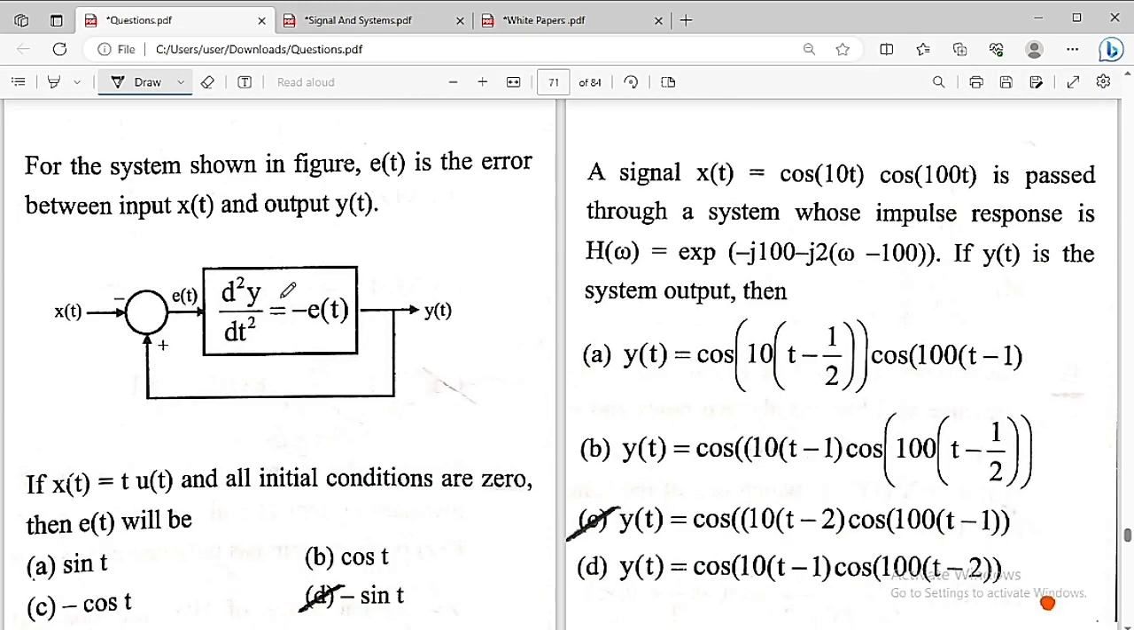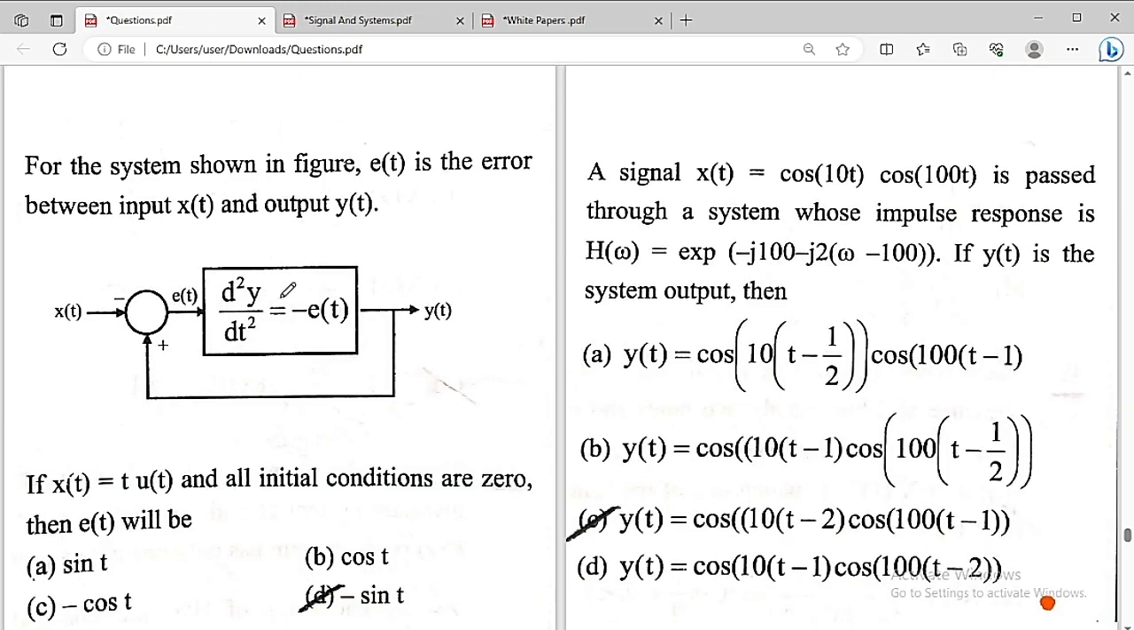So now we are going to solve another question. See the question here. For the system shown in the figure, e of t is the error between the input x of t and the output y of t.